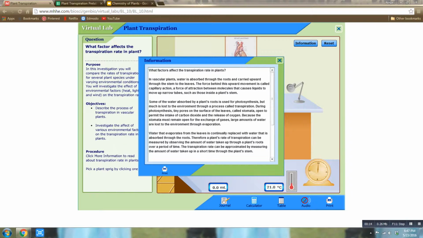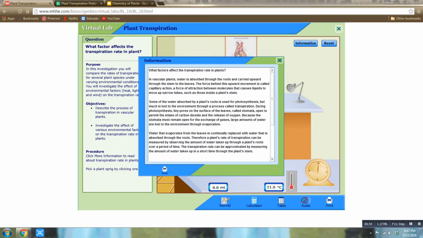In vascular plants, water is absorbed through the roots and carried upward through the stem to the leaves. The force behind this upward movement is called capillary action, a force of attraction between molecules that cause liquids to move up narrow tubes, such as those inside a plant's stem. Some of the water absorbed by the plant's roots is used for photosynthesis, but much is lost to the environment through a process called transpiration.